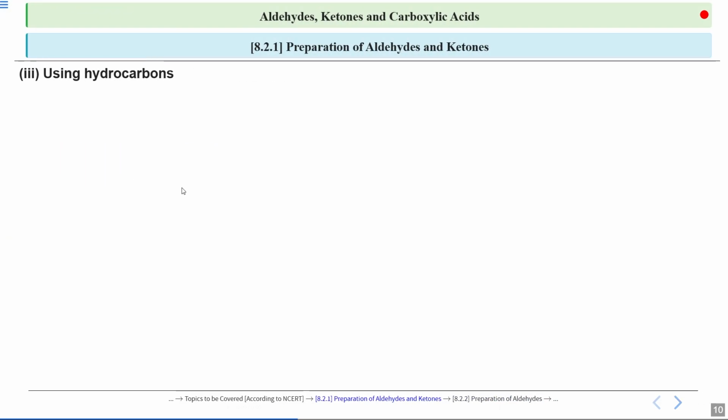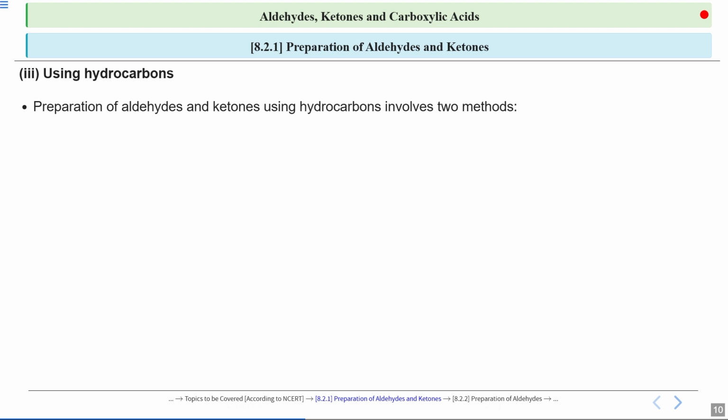Now we will see the third method, which is using hydrocarbons. We have seen the other two methods. Preparation of aldehydes and ketones using hydrocarbons involves two methods. So there are two methods by which you can prepare aldehydes and ketones using hydrocarbons.